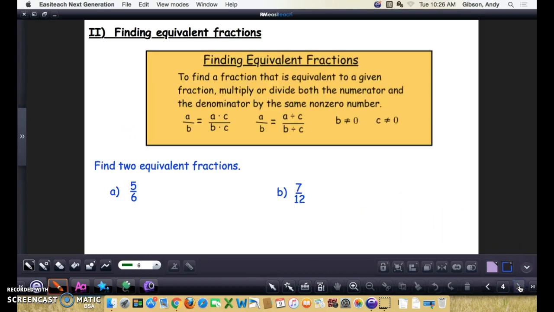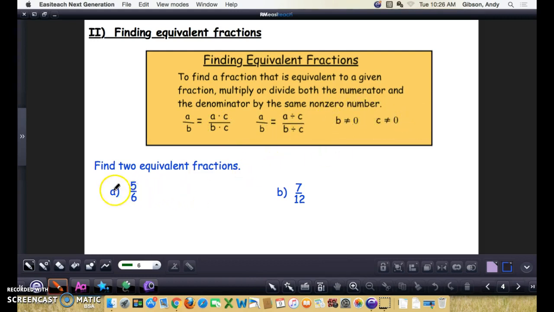All right. Finding equivalent fractions. So how do we do it? Well, if you're given a fraction, a over b, we're using algebra. If you multiply the same thing, top and bottom, or you divide the same thing, top and bottom, you end up with an equivalent fraction. b and c, in this case here, can never be 0 because you can't divide by 0. So this is called a restriction right here.